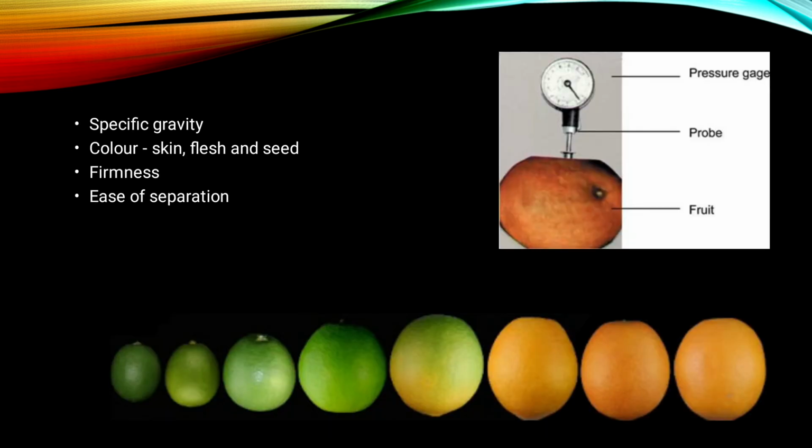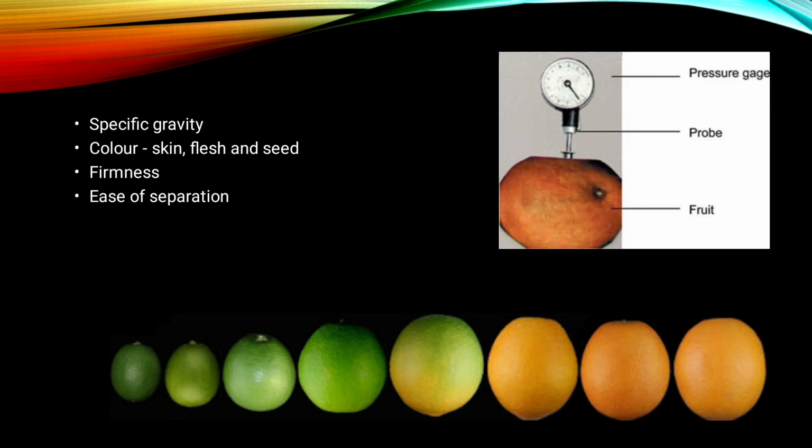Next point is the specific gravity of the fruit, color, that is skin, flesh and seed. After that, firmness of the fruit and the age of separation. The age of separation is quite related to the fruit retention strength. So as easily as it gets separated, that means they are properly matured fruits. Then the specific gravity: specific gravity increases with the increase in size and weight of the fruit.